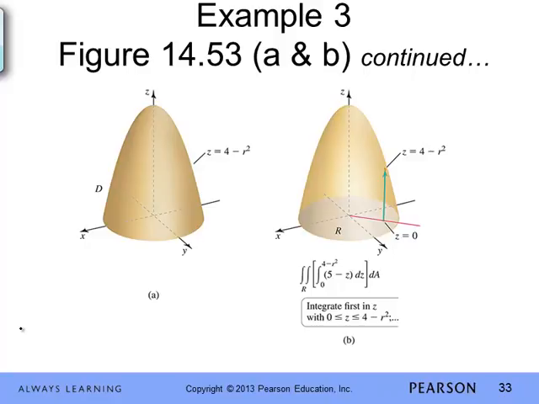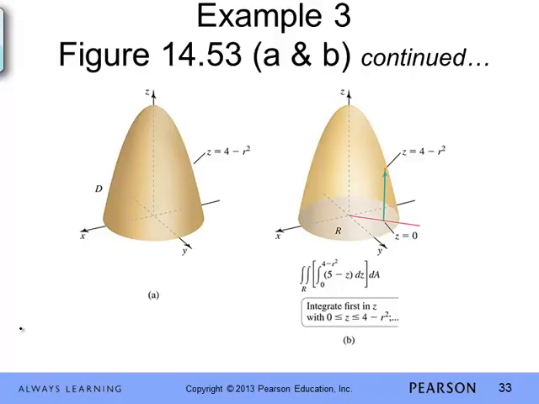So what's the mass of that? So basically you integrate the density function over this 3-dimensional region. This 3-dimensional region is basically defined by, in cylindrical coordinates, z equals 4 minus r squared. In rectangular coordinates, that would be z equals 4 minus x squared minus y squared.